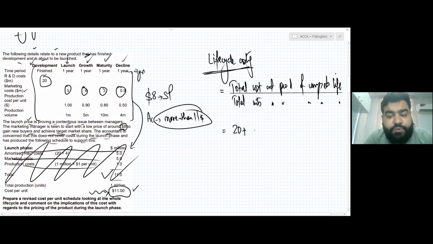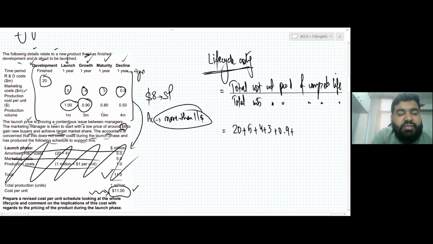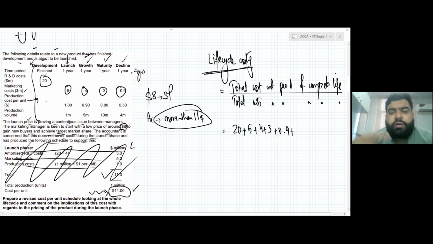Plus 5 plus 4 plus 3 plus 0.9. Plus now these production costs are also given, but these are obviously per unit. So let us calculate the complete total cost, because these costs are not per unit. Marketing cost was total, and these costs were per unit. So just multiply with units.